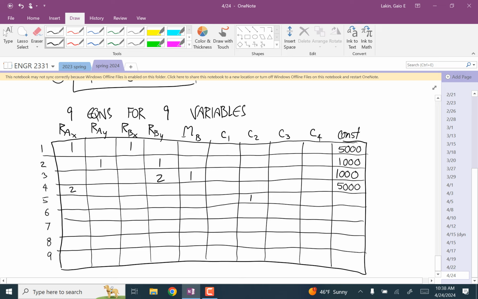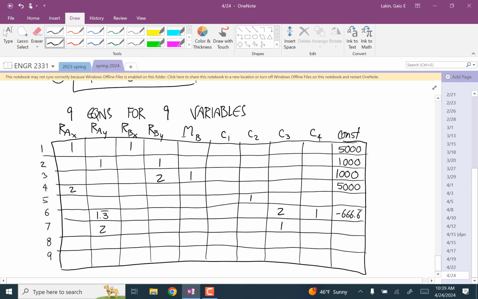6. RAY is... Okay. C3 is 2. Okay. C4 is 1. Okay. Constant is negative 666.6 repeating. Okay. 7 and RAY is 2. Okay. C3 is 1.